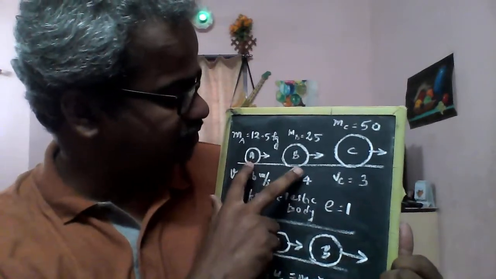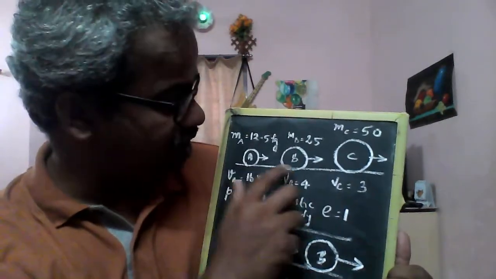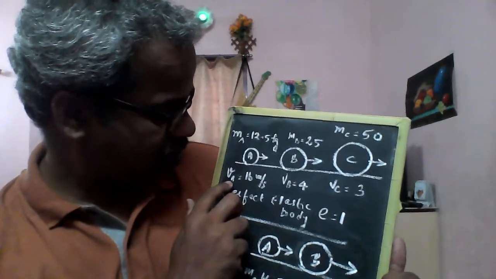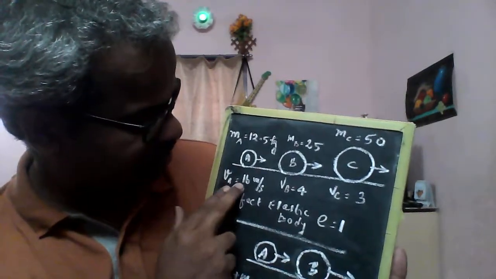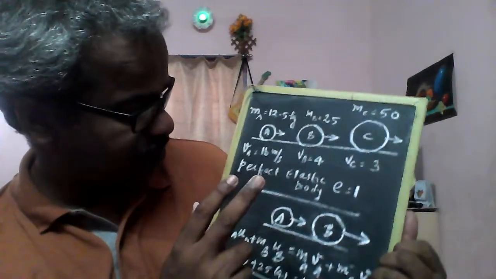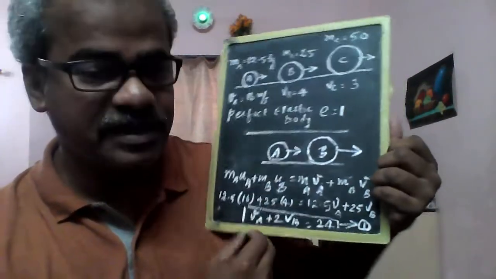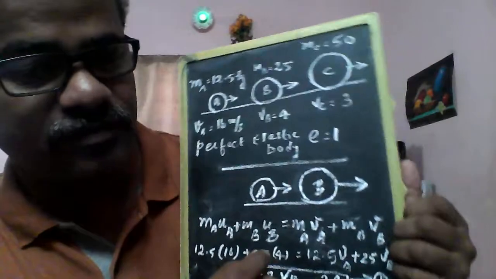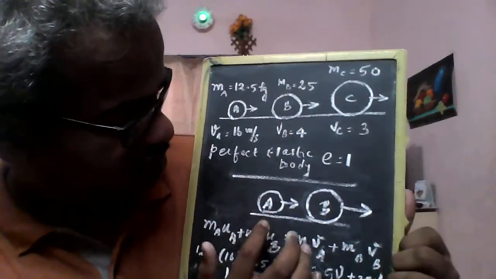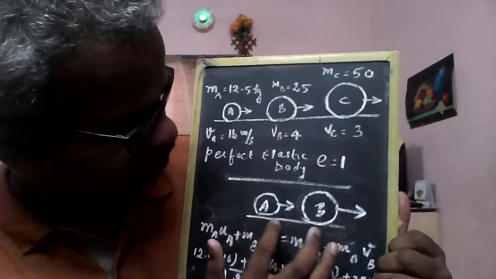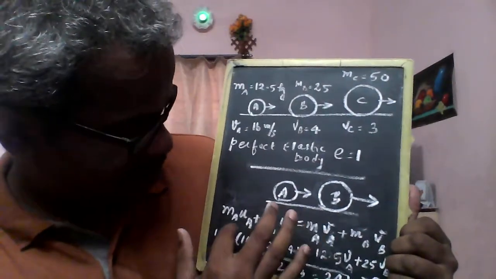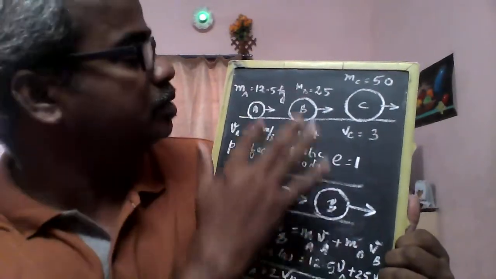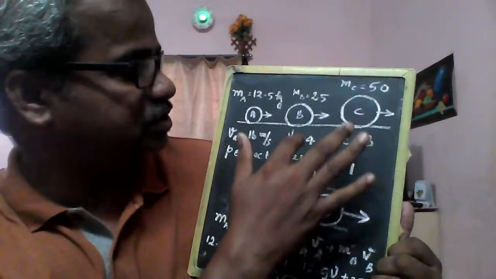First, we will take the first impact, that is between body A and B, which are having 16 meters per second velocity and 4 meters per second velocity. So I have considered the very first impact, that is between body A and B. You know the masses and velocities.